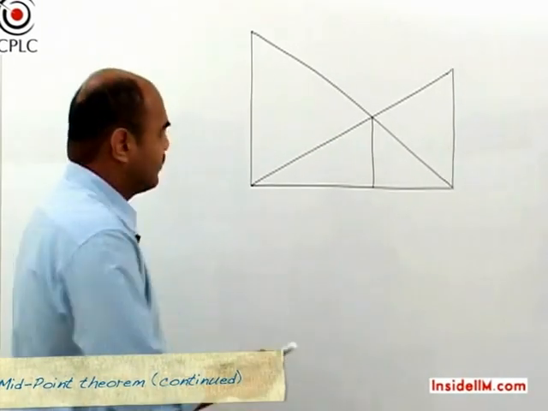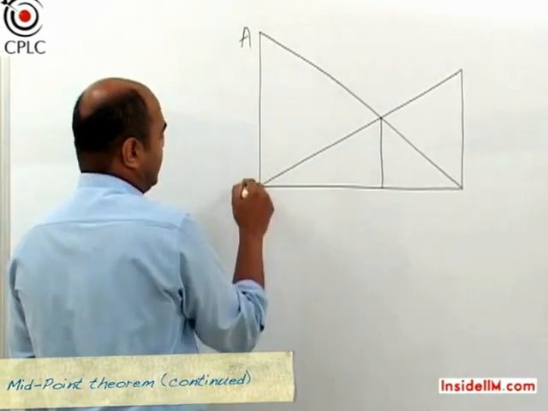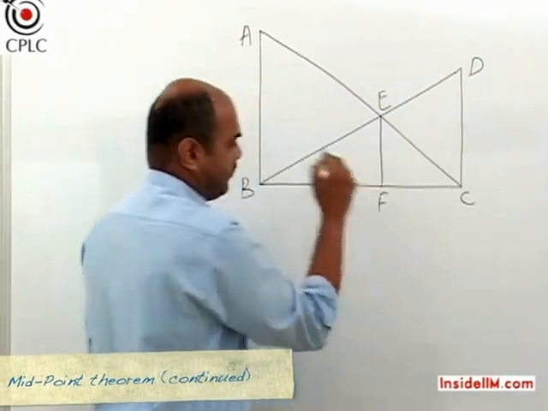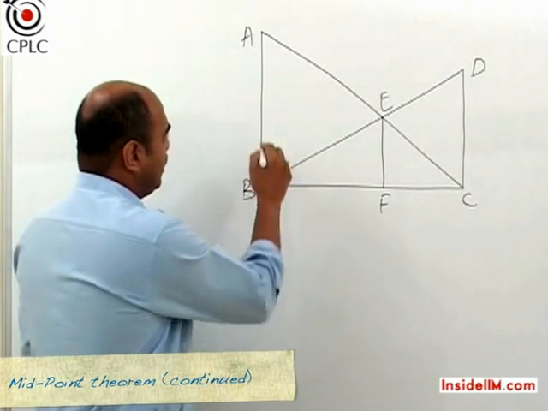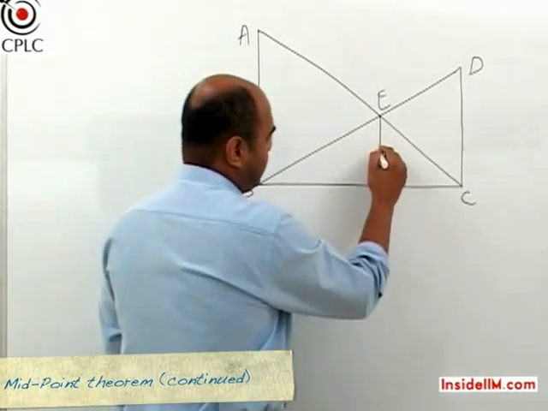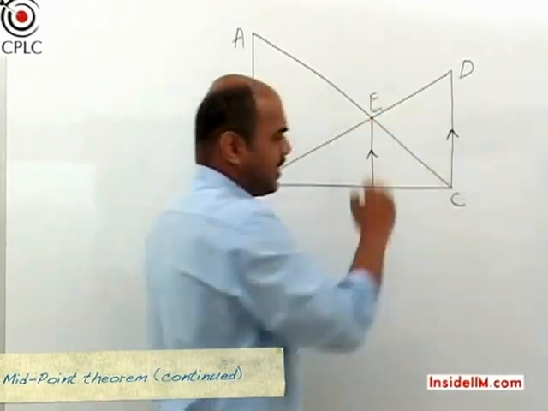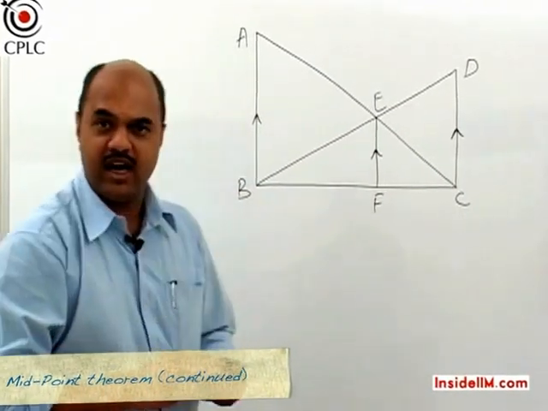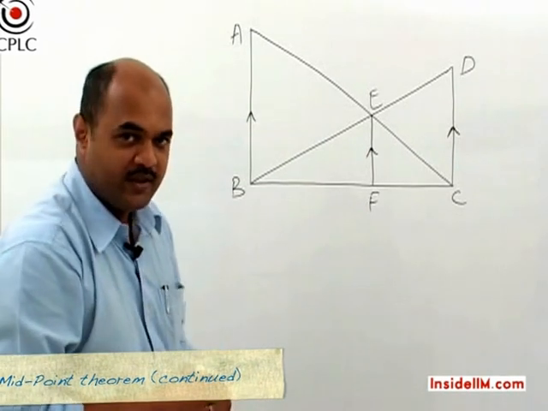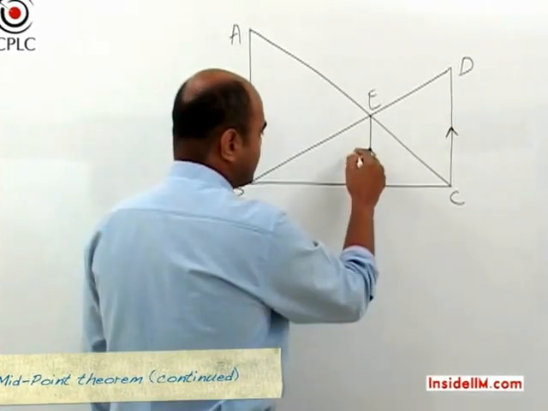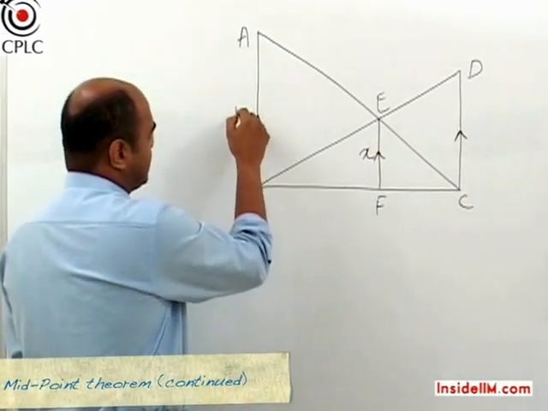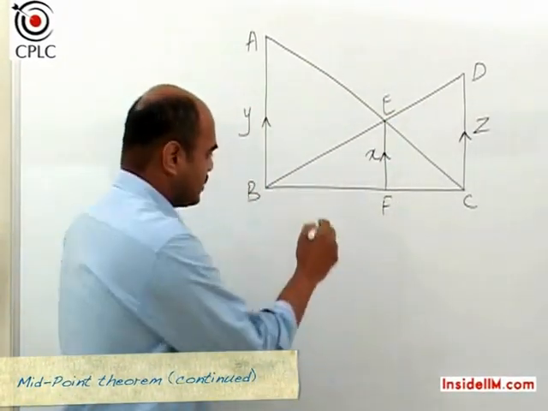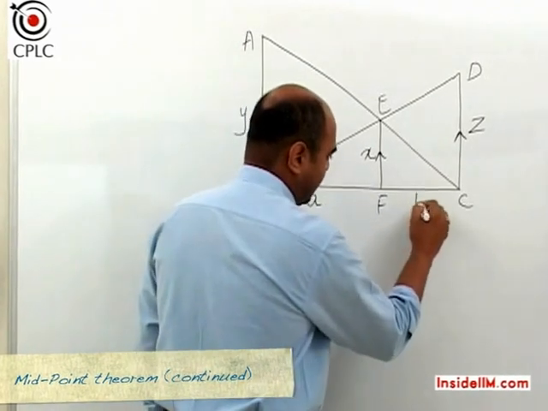Let's look at this diagram. Suppose we label these points now, and we know that AB is parallel to EF, which is parallel to CD. Suppose these three lines AB, EF and CD are parallel to each other. And then suppose we say that this length is x, this length is y and this length is z. Suppose we say this is a and this is b.